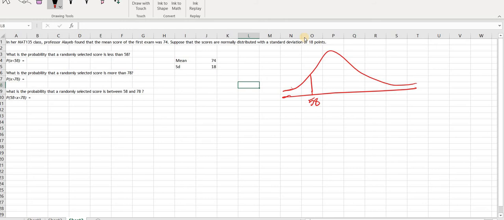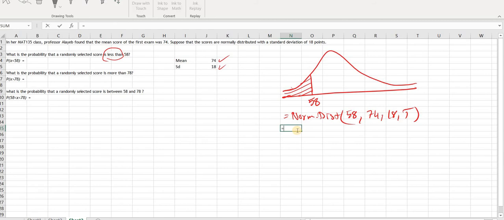I know that the probability is the area under the curve because it's less than 58. That means the area to the left of 58 that is below the curve, the normal curve for the grades. The mean is 74. The standard deviation is 18. I find the area to the left using norm distribution of the grade, comma 74, the mean, comma the standard deviation, comma true. So this is a straightforward process.